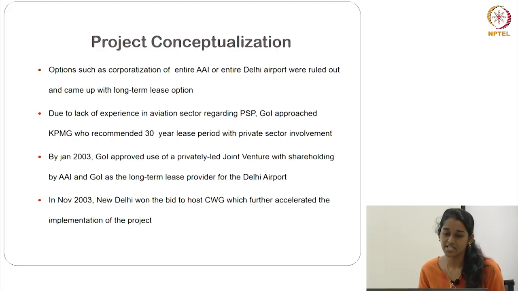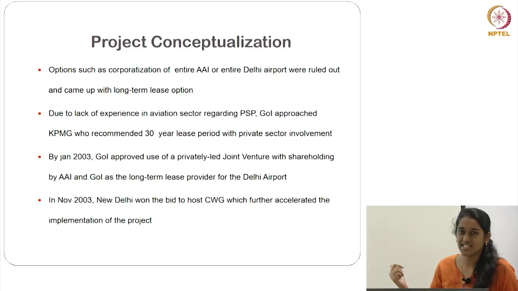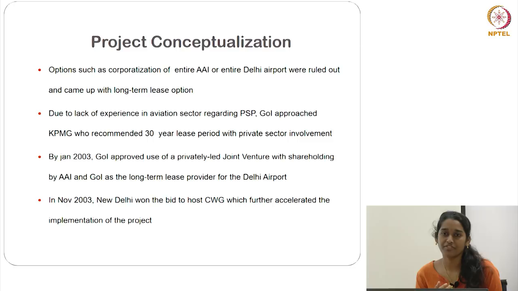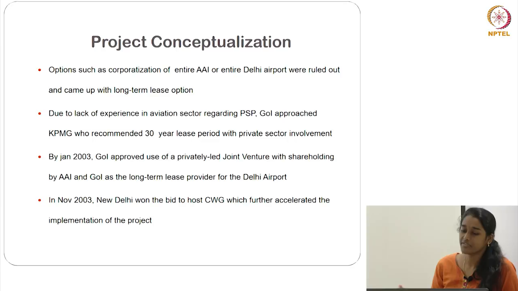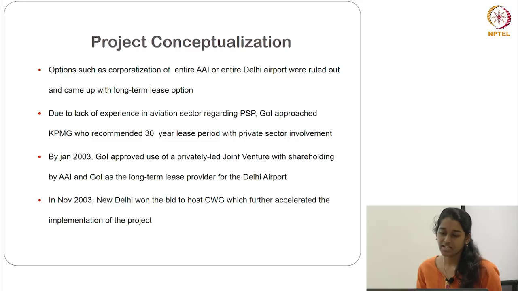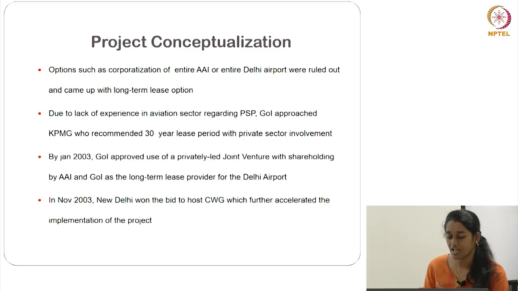At that time, even though private sector participation was much more present in the road sector, it was not in aviation, so the government didn't have a good idea of how it works. So they approached KPMG, a consultant company, which recommended a 30-year lease with private sector involvement by January 2003. The AAI and the government of India were much interested in how the project would go, so they wanted involvement in the project. Then the Supreme Court gave a ruling approving the use of a private-led joint venture company. So they thought of forming a JVC with shareholding by AAI and the government of India for a long-term lease.